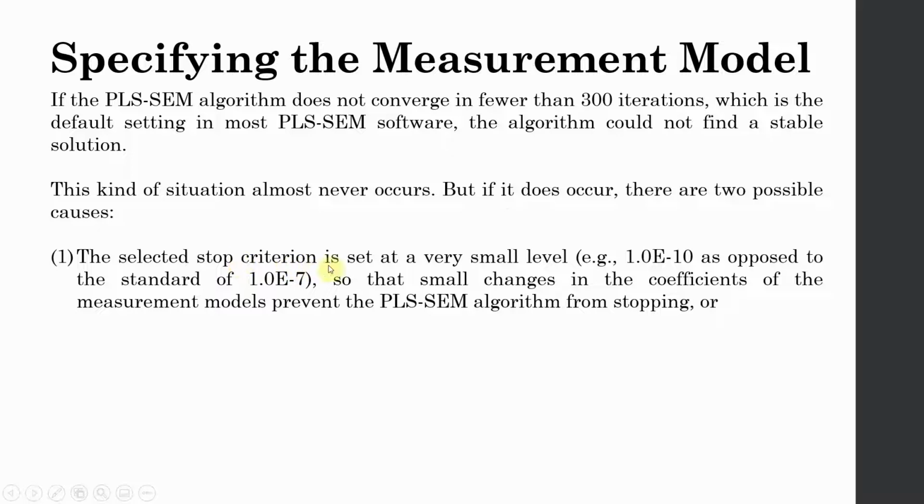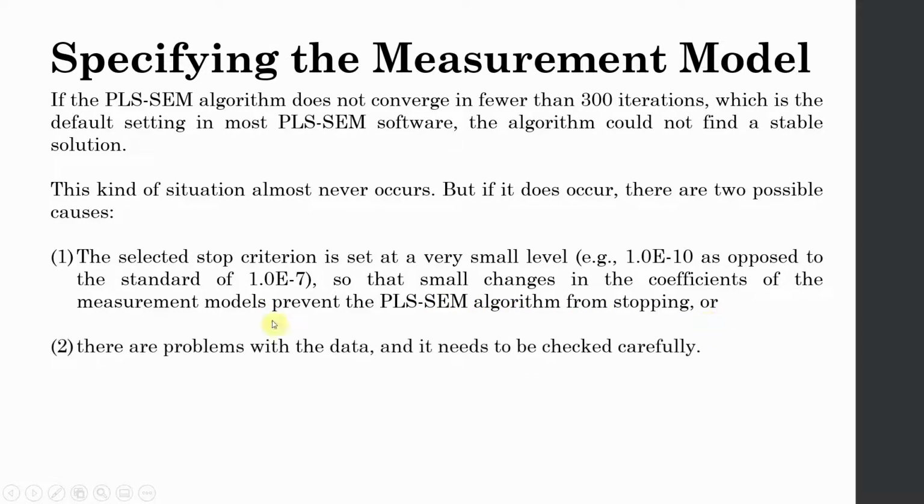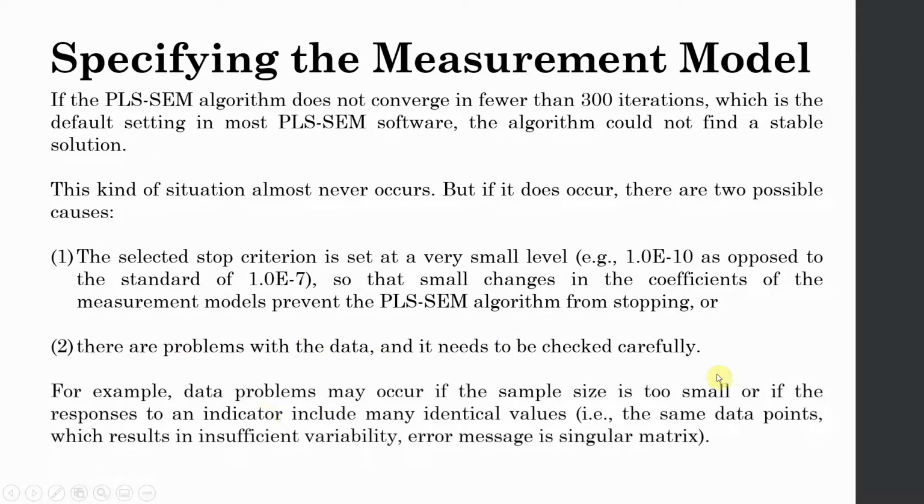The selected stop criterion is set at a very small level, that is this instead of this. So the small changes in the coefficients of the measurement model prevent the PLS-SEM algorithm from stopping. Or there are problems with the data and it needs to be checked carefully. For example, data problems may occur if the sample size is too small, or if the responses to an indicator include many identical values. Obviously, this will also result in singular matrices.